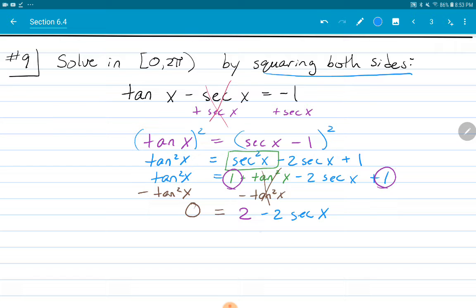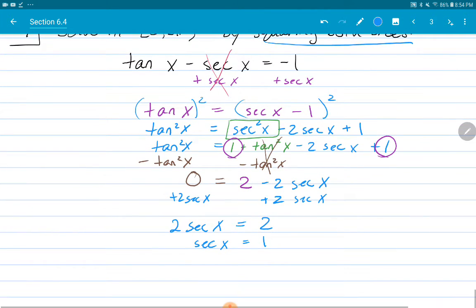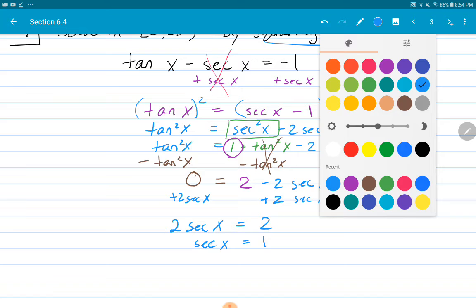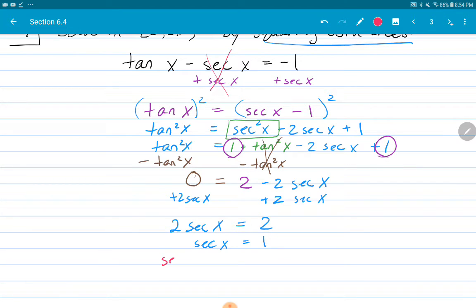Now I'm going to bring over the secant x to the other side. So I'll add 2 secant x to both sides, and I get 2 secant x on the left and 2 on the right. Dividing both sides by 2, that gives me secant of x equals 1. So you can see I'm just manipulating it algebraically until I can whittle it down to one trig function, and then I can take the secant inverse of both sides.